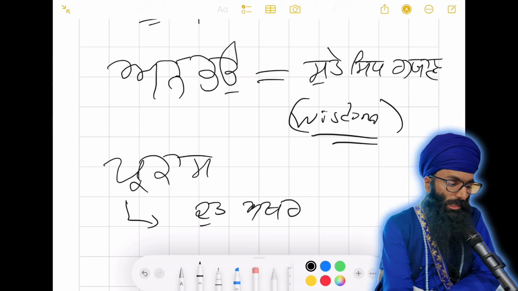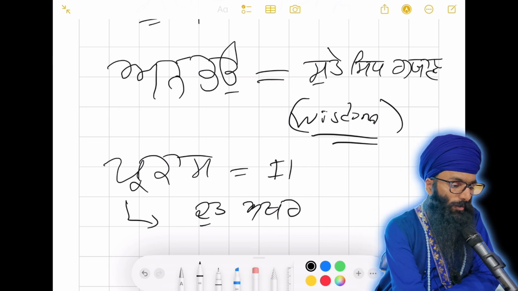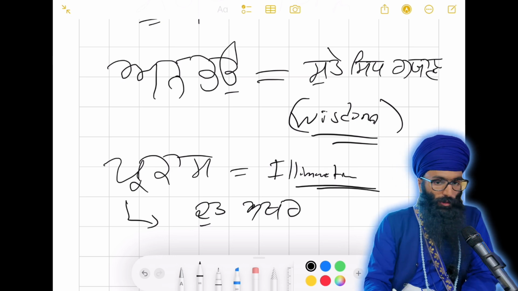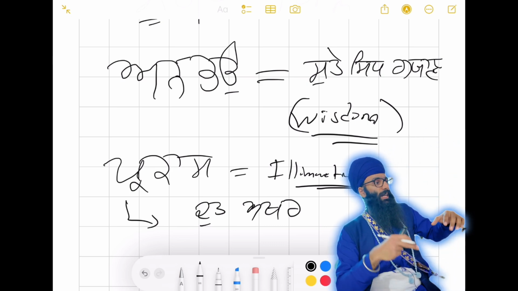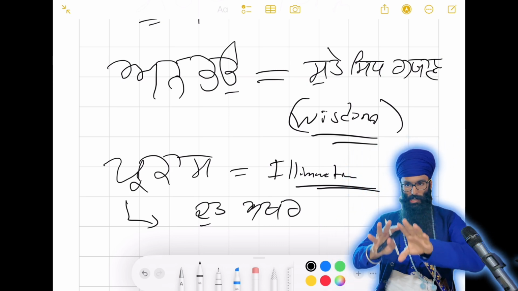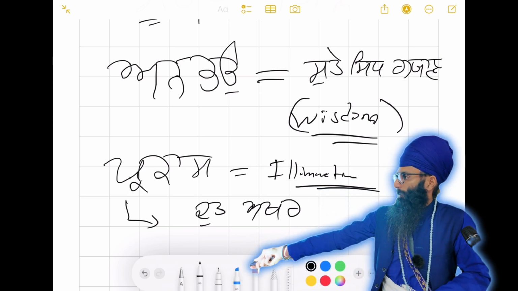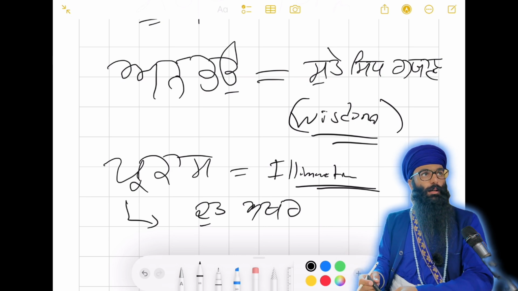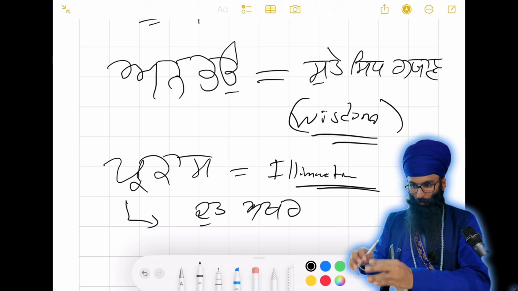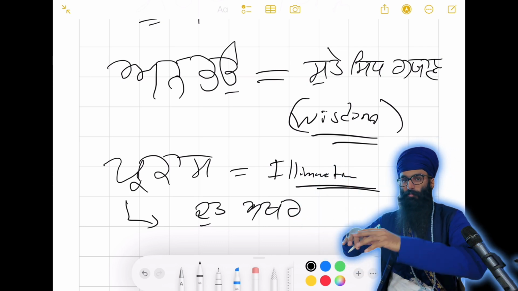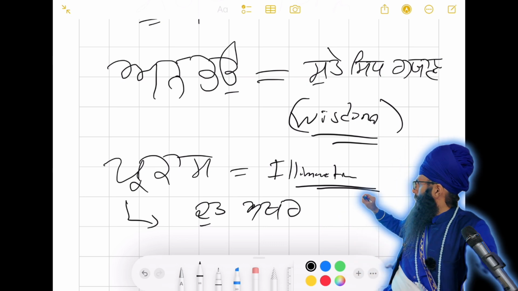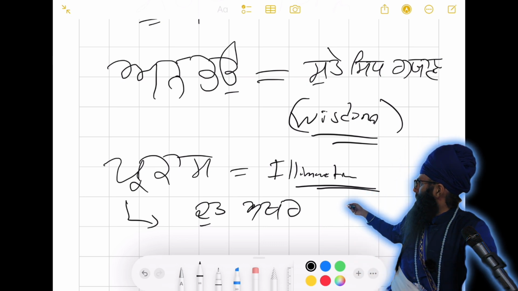Prakash. Prakash means illumination. Illumination means, for example, something is always there, but you can't see it. But then one day it got illuminated. You shined your light on it, or it shined itself. So that's what prakash means. Prakash means something became illuminated, something became visible to the naked eye.